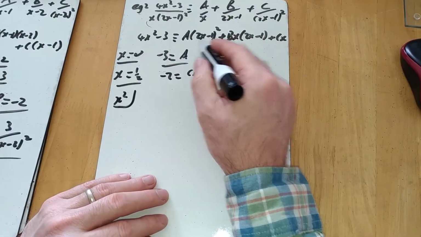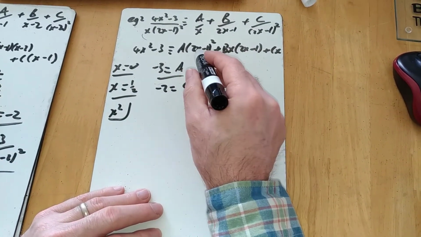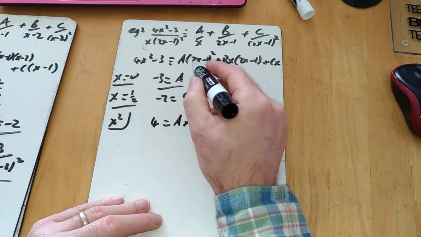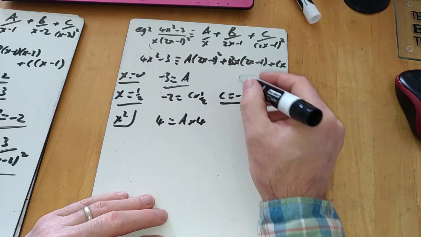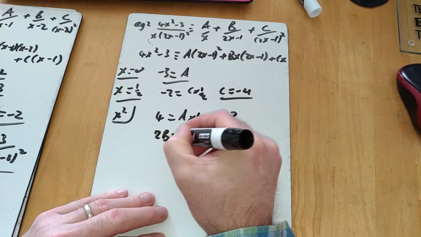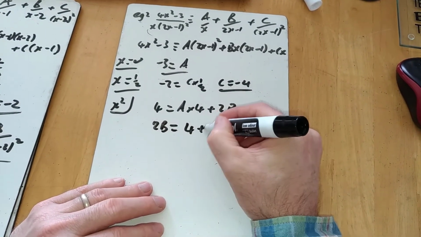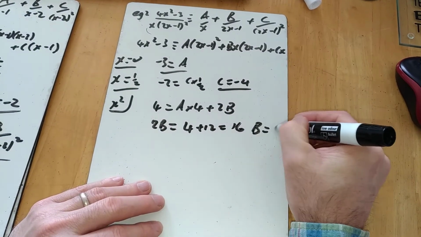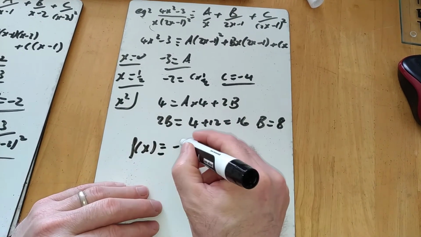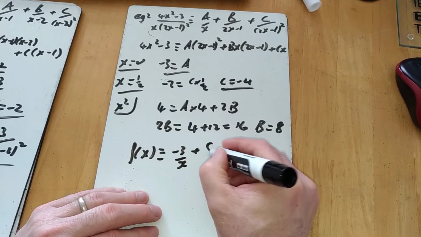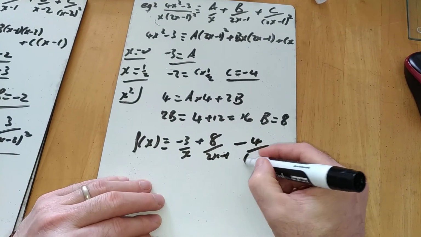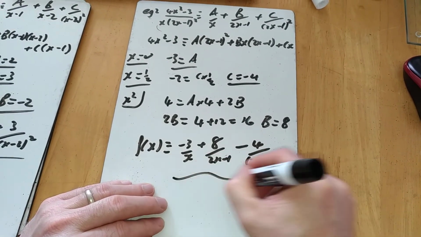Then match up x squareds again. Be careful with this one because I've got 2x all squared, so I've got 4 on that side equals a times 4, and then plus 2b. So 2b equals 4 minus 4a, plus 12 equals 16, so b equals 8. So my f(x) in this case is minus 3 over x, plus 8 over 2x minus 1, and then minus 4 over 2x minus 1 all squared. That's my function.